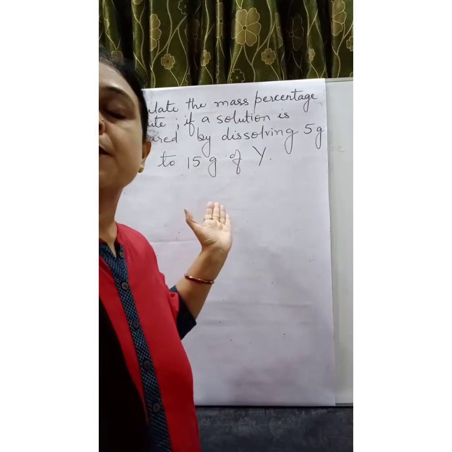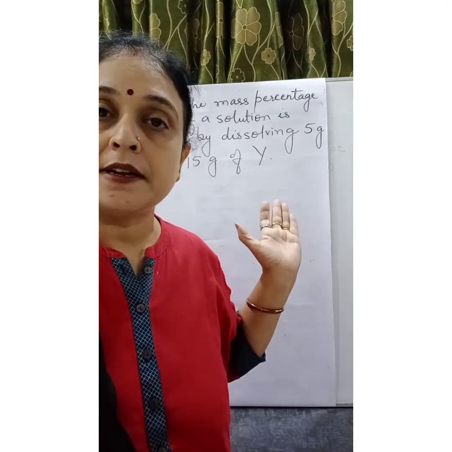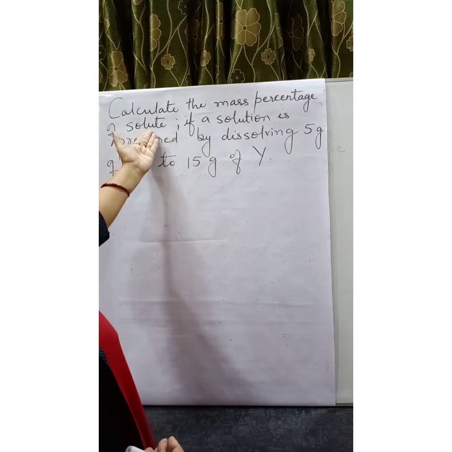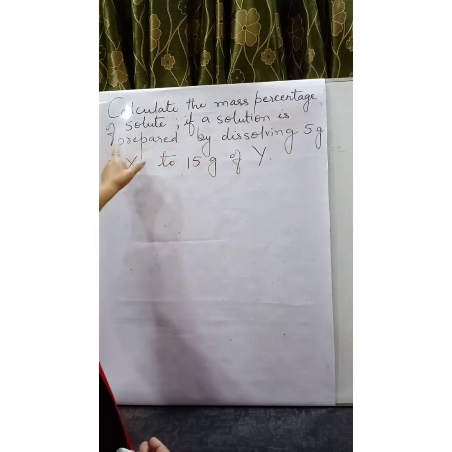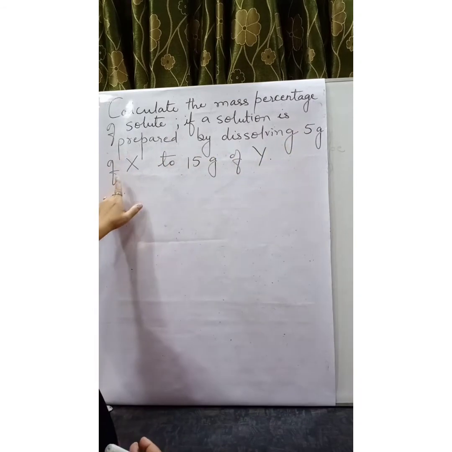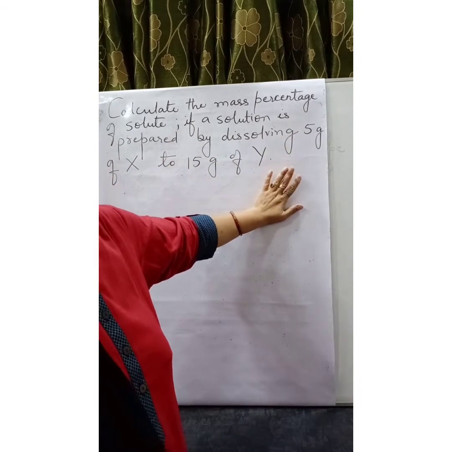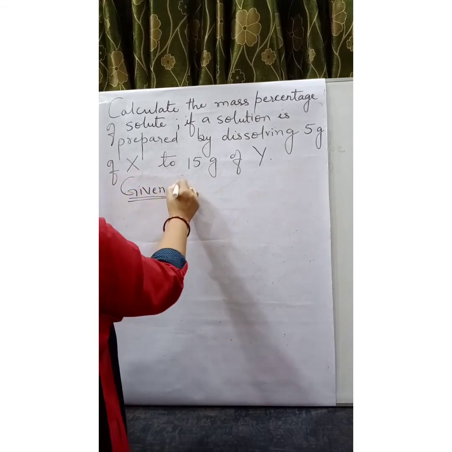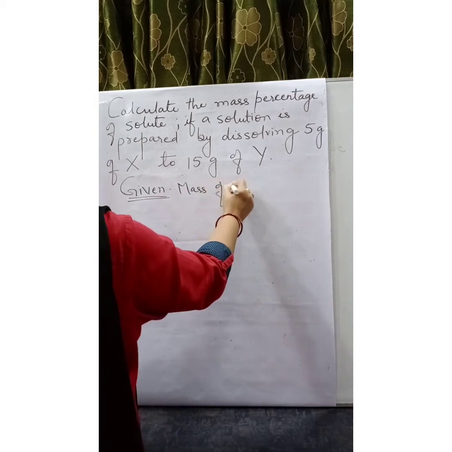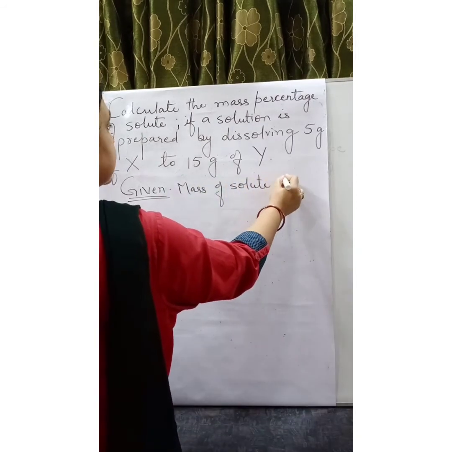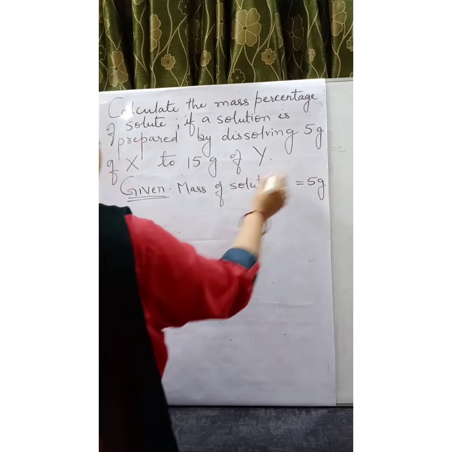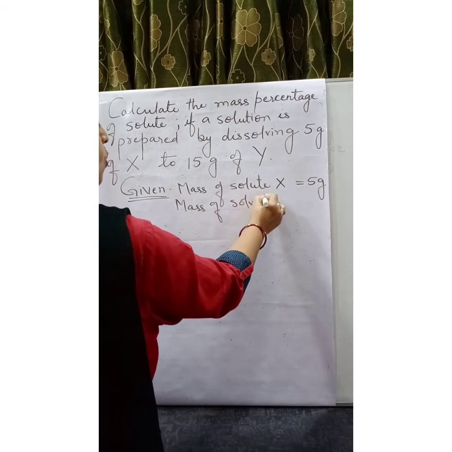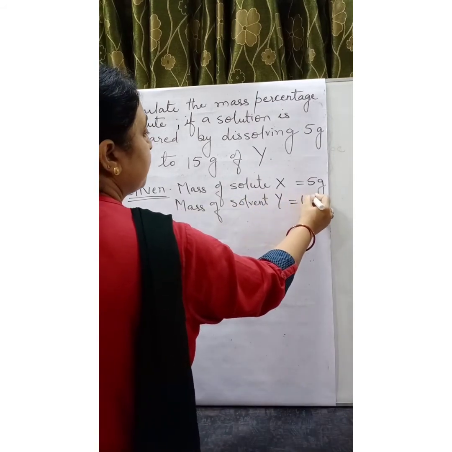Now the next type of numerical is based on mass percentage. See the question. Calculate the mass percentage of solute if a solution is prepared by dissolving 5 gram of X in 15 gram of Y. Put down the given first. Mass of solute X is equal to 5 gram. Mass of solvent Y is equal to 15 gram.